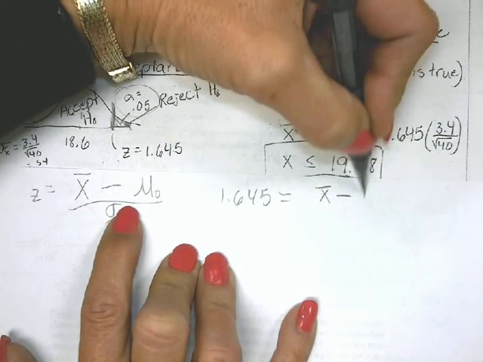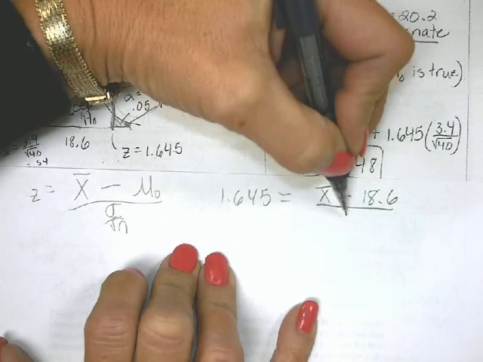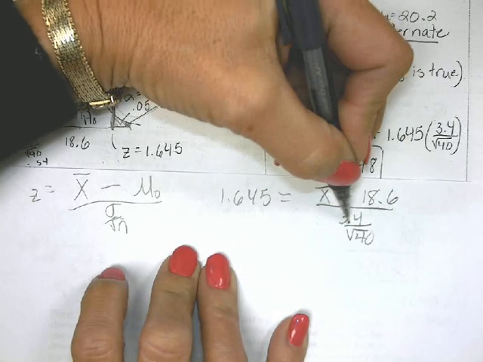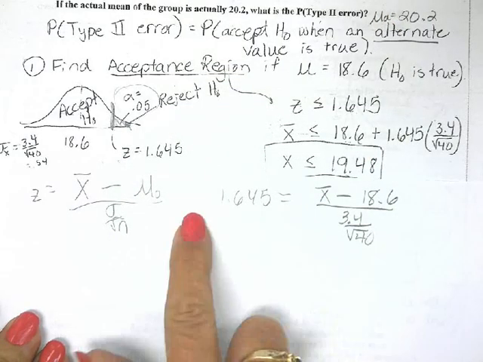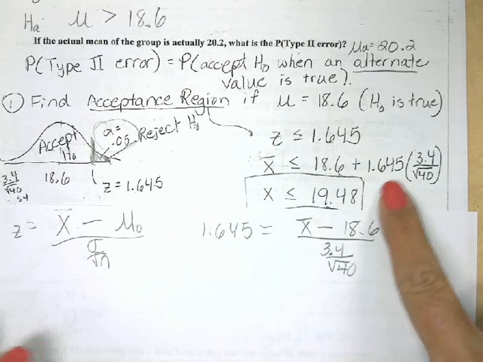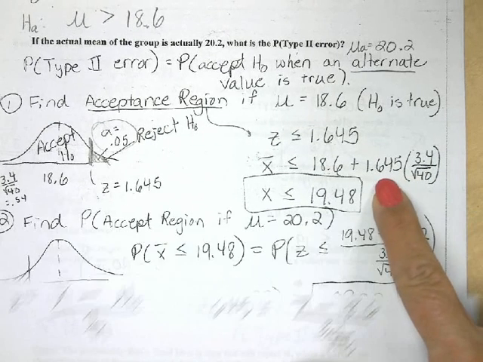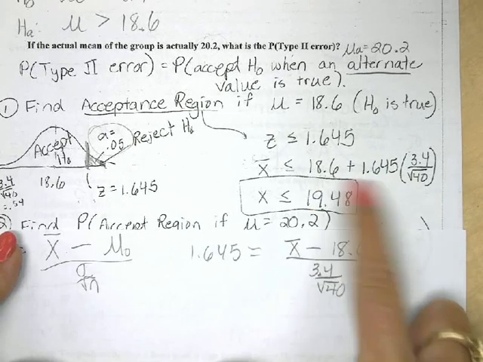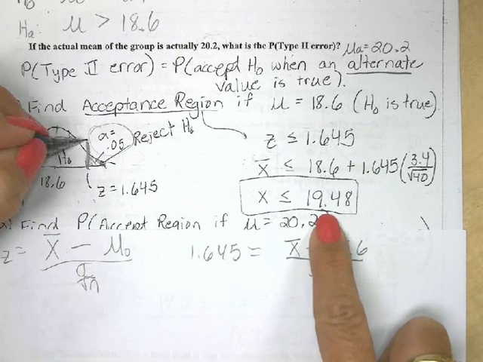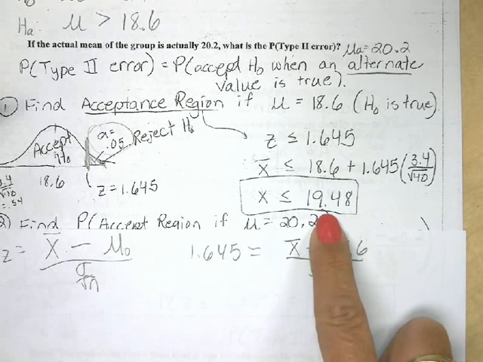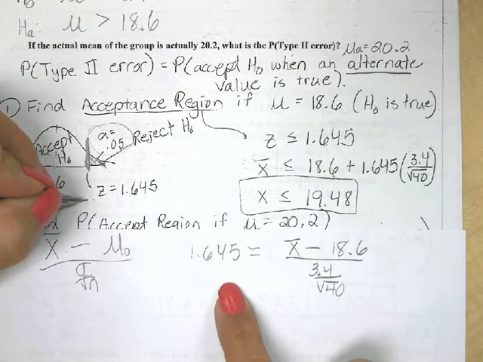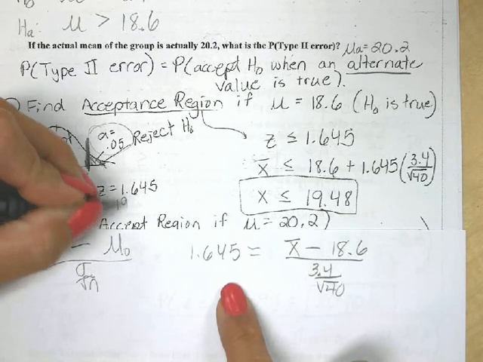I'm assuming the mean to be 18.6, and I've got that standard deviation over the square root of my sample size right here. And so I multiplied both sides by this value and added on the 18.6, and that's where I came up with this calculation. Okay, so multiplying these and adding that together, I got the 19.48. So the z-value on the normal distribution is 1.645, and the x-bar that that corresponds with is this 19.48.